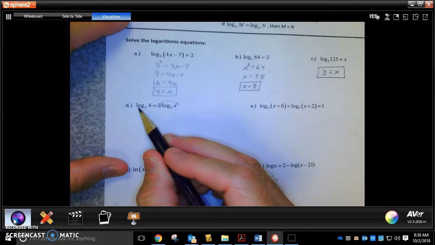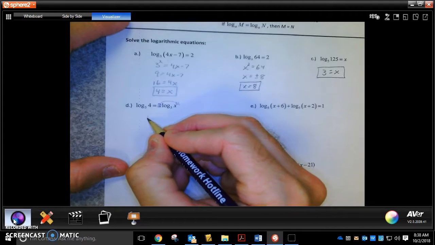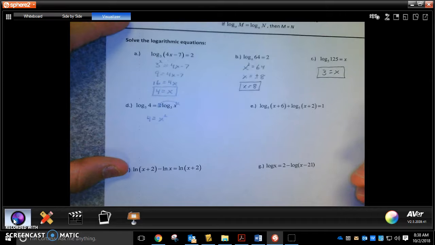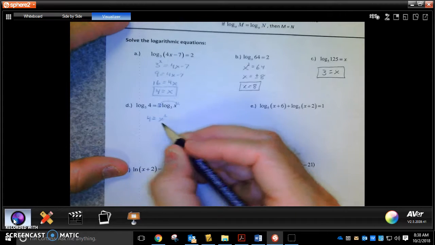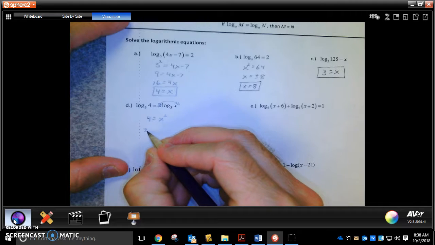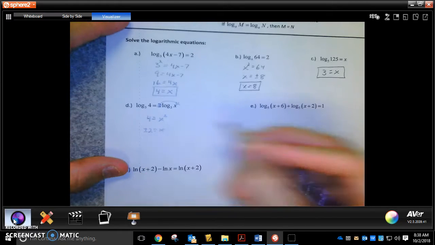These two logs, I can let them cancel each other out, leaving me with 4 equals x squared. And now just solve the algebra problem. Take the square root of both sides. That'll be plus or minus 2 equals x.